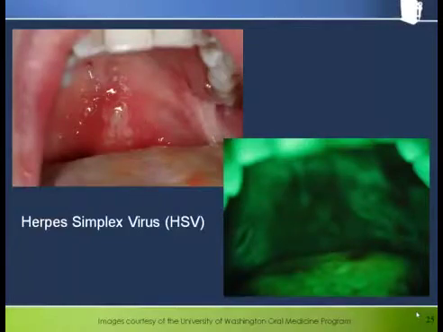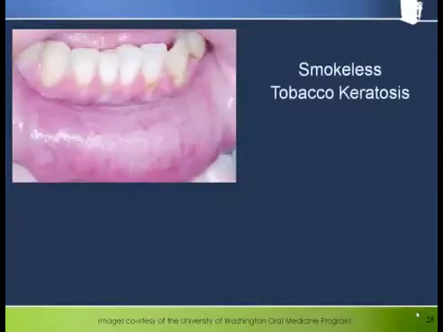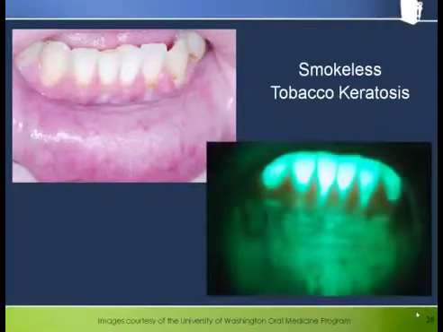Here is a herpes simplex virus lesion, where the intense inflammation, as evidenced by the erythematous area on the soft palate, looks predictably dark under the VELscope. The surface keratinization symptomatic of smokeless tobacco keratosis makes the labial mucosa here look brighter than normal, as we might expect.